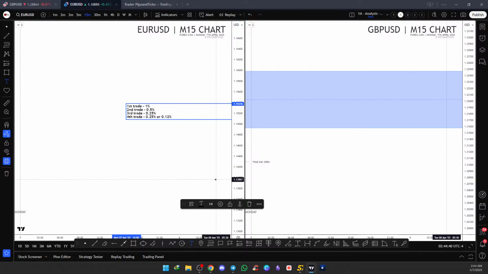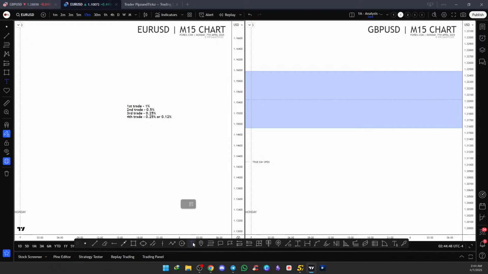If you are constantly risking 1% and taking 3 trades, and all 3 trades hit SL, what will be the net loss? That will be 3%. In this way, if you are taking 3 trades with this risk management plan, and all 3 trades were a loss, then what will be your net loss? It will be 1 plus 0.5 plus 0.25. The net loss will be somewhere around 1.75%.